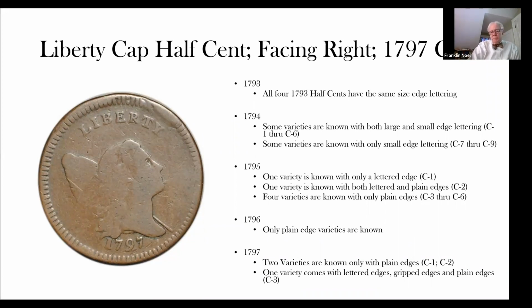All of these subvarieties can become quite problematic for those collectors attempting to assemble a 99 coin complete set of circulation strike die varieties. I'm not going to go through them all, but this slide describes all the different subvarieties that exist for the different dates in the 1790s.